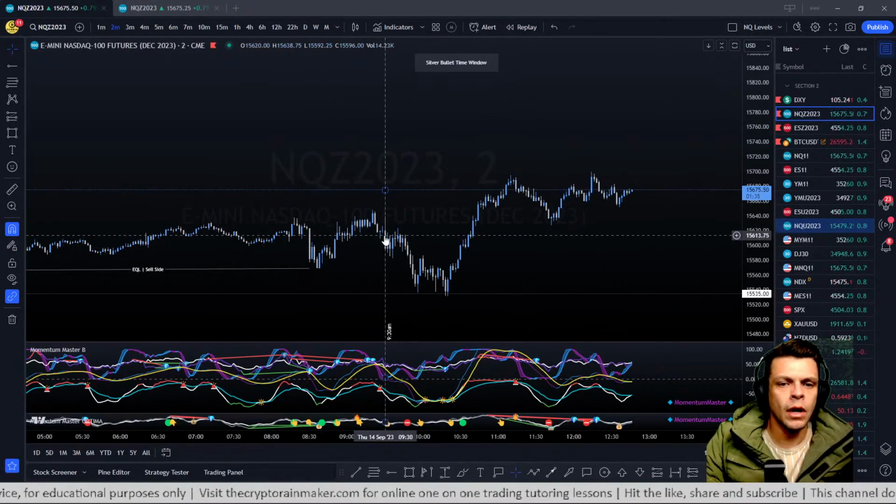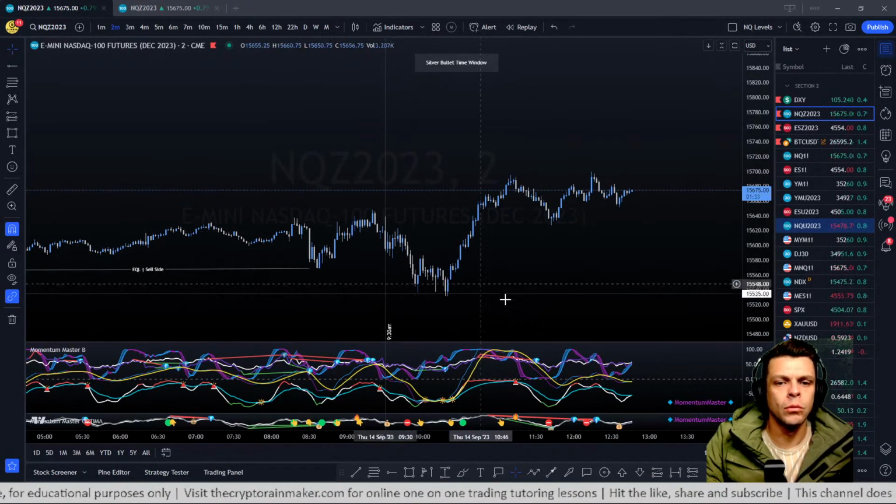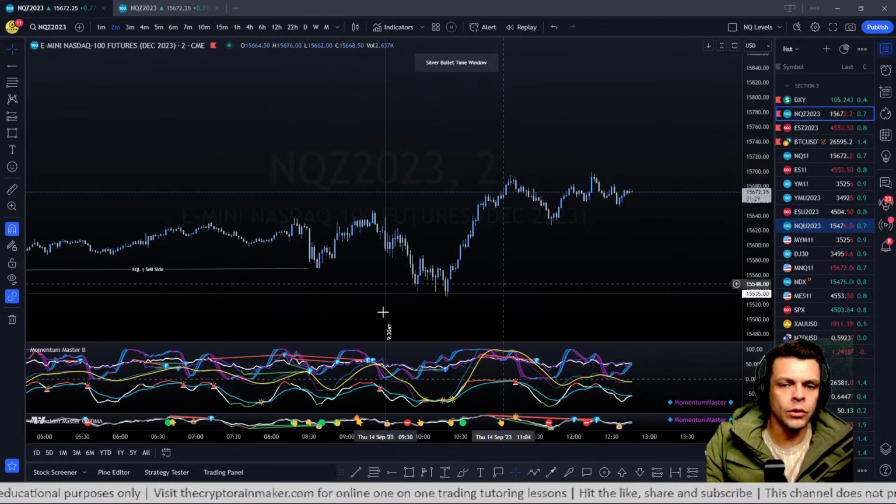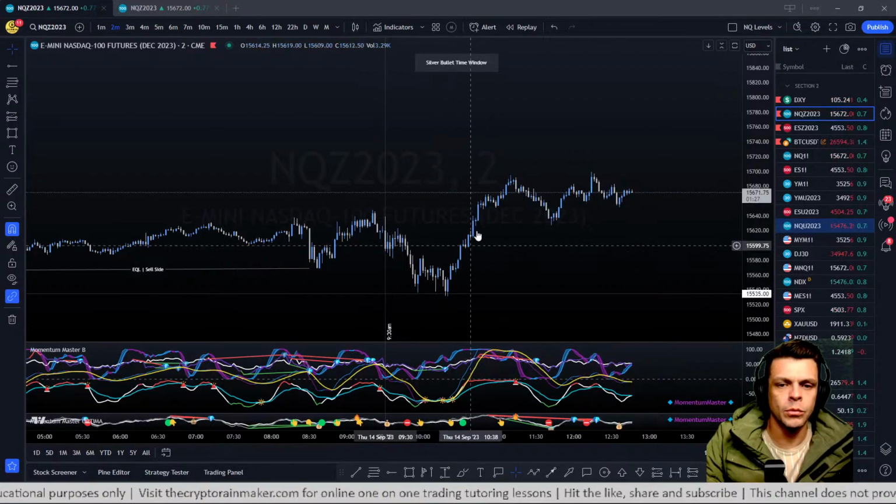But most of the time, the open will kind of tell you what to do. The open is normally kind of a false move into liquidity, and then it aggressively moves away.